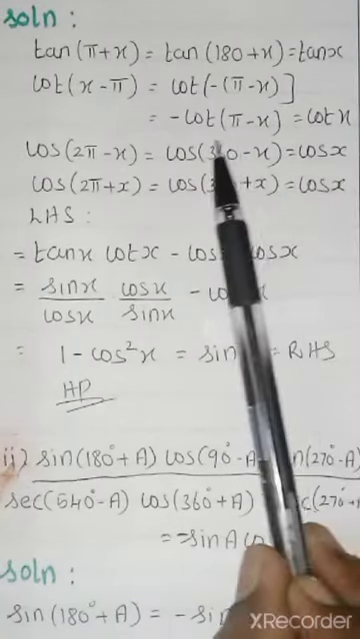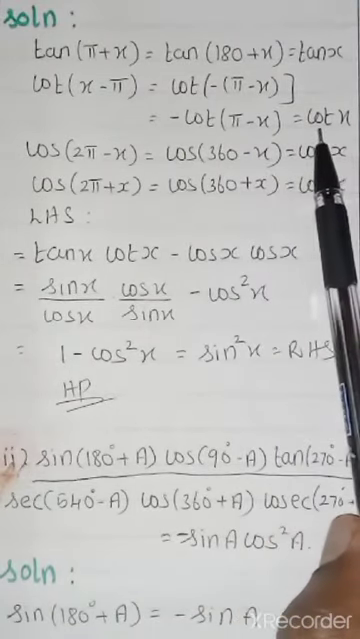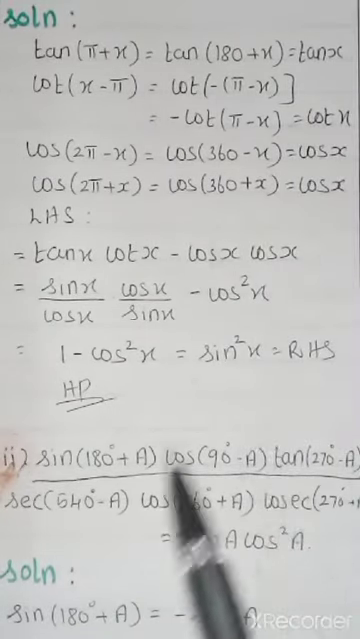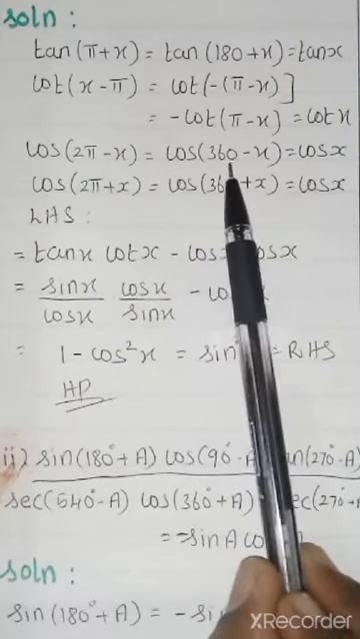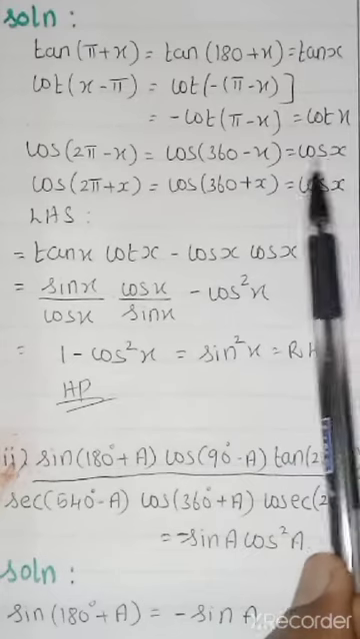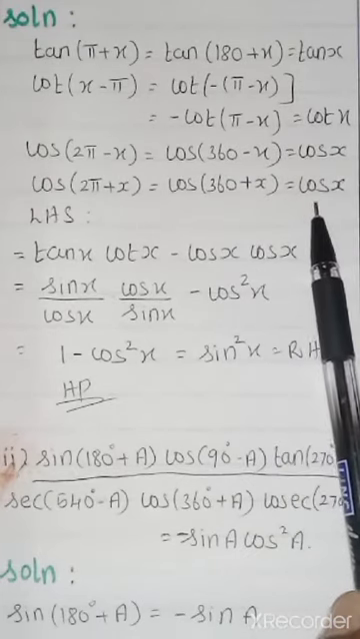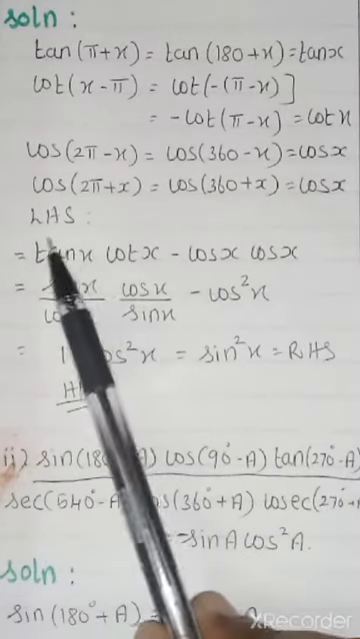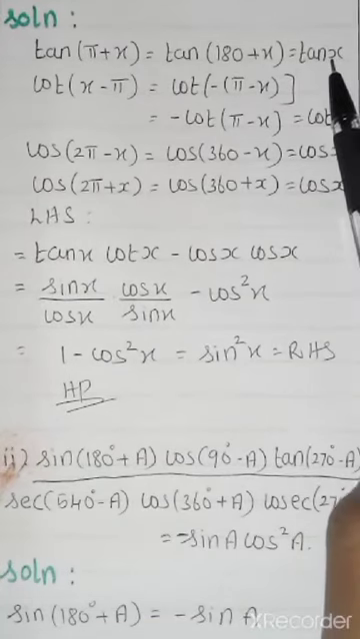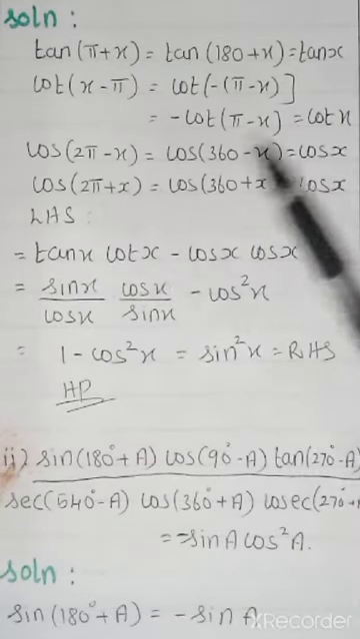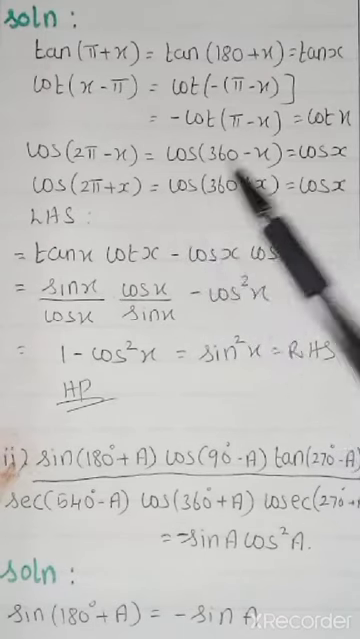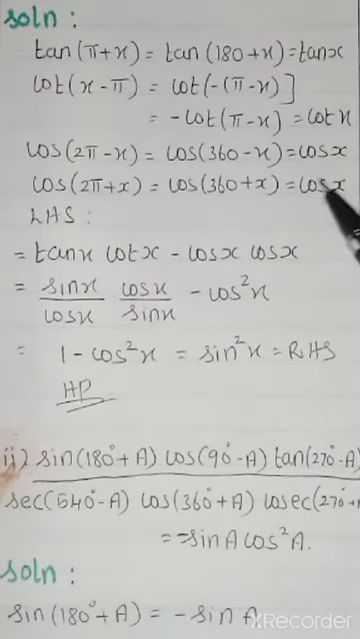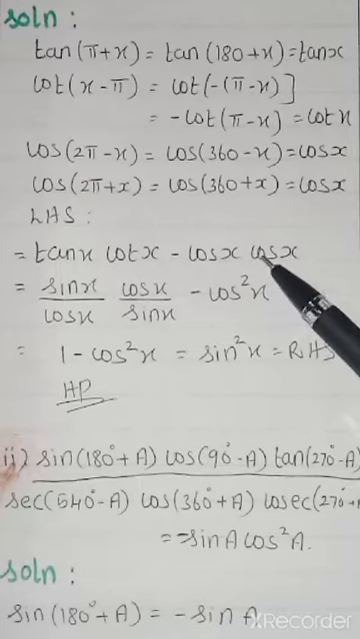What is cot of 180 minus x? It is cot x. Next, 2 pi means 360. What is cos of 360 minus x? Cos x. Cos of 360 plus x? Cos x. Now, left hand side, what is the first one? Tan of pi plus x value, tan x. Cot of x minus pi value, cot x. Minus cos of 2 pi minus x value, cos x. Cos of 2 pi plus x value is cos x.